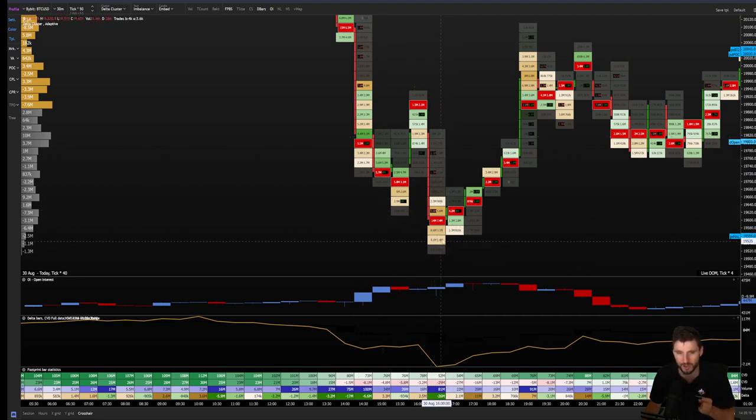This is like the topping icing on the cake. Large shorts into the low and they're unable to move price down. This for me shows absorption. It shows shorts taking profit. Who took profit at the very low there?